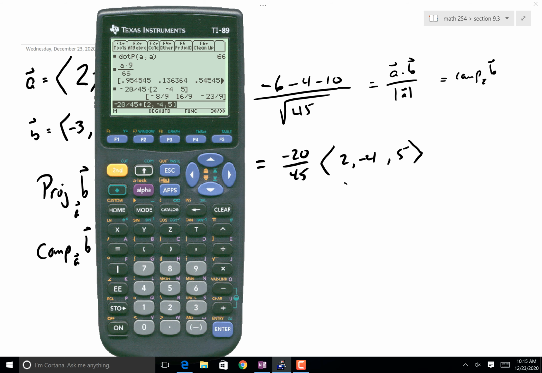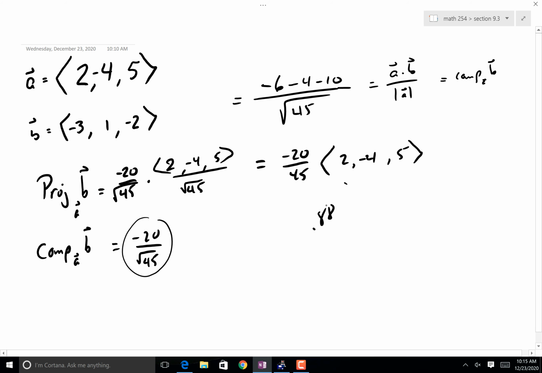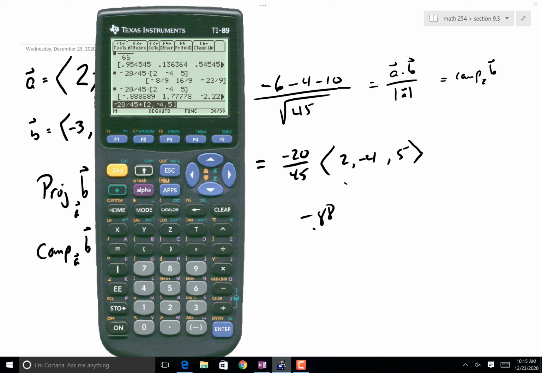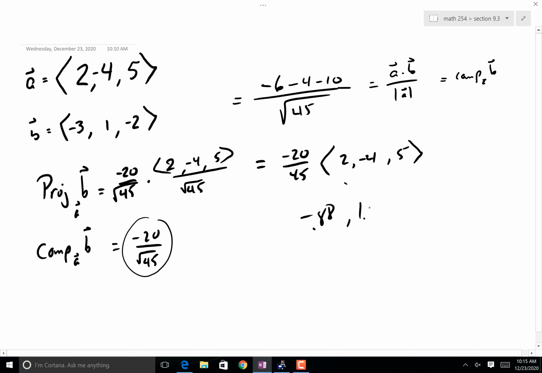There's your vector, right? So 0.888, negative 0.888, and then 1.777, and then negative 2.222. Nice. Sweet. There's your vector, friend.